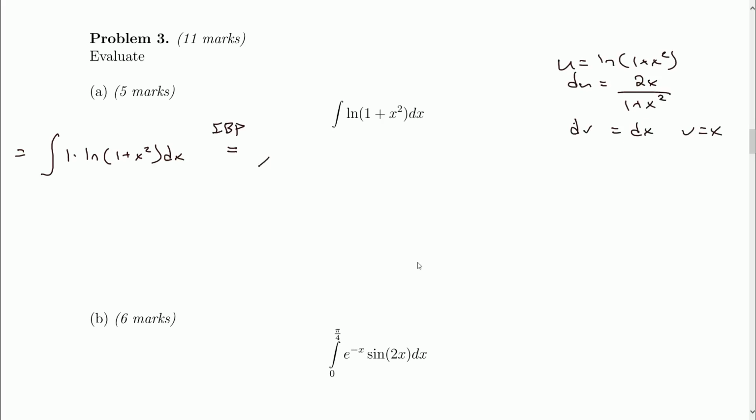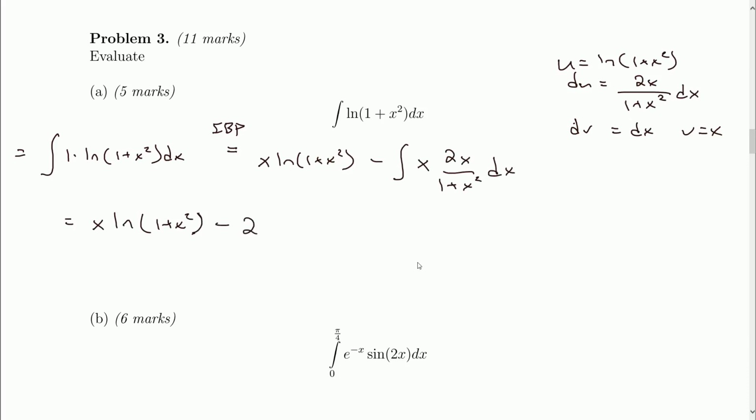So what are we going to have? We're going to have x, so our v, times our u, and we subtract the integral, and then we just switch them around. So now v, x, times du, 2x over 1 plus x squared, and technically there should be a dx here. So x ln 1 plus x squared minus the integral. And now bring those x's together. I'm actually going to bring this 2 out, and I'll get x squared over 1 plus x squared dx.